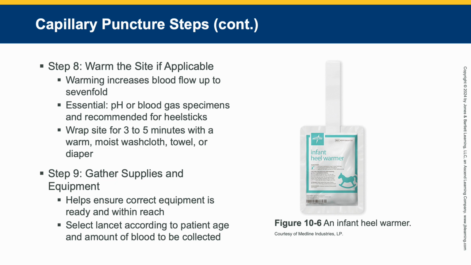Step 9, gather your supplies right next to you. You've already brought your cart where it needs to be. Now we're going to gather up exactly which tubes we need. So you make sure you've got it all within reach of where your patient is going to be. You're also going to select the lancet you want to use according to the patient's age and how much blood needs to be collected.